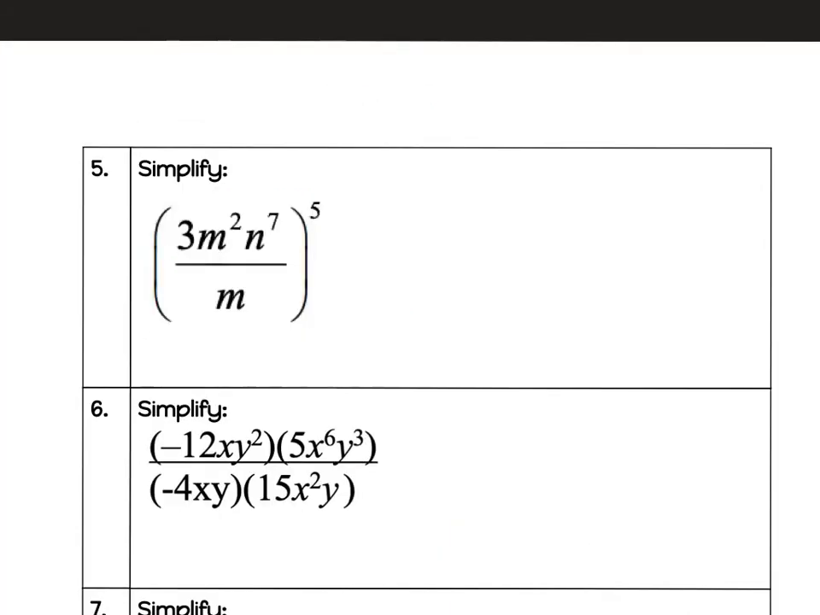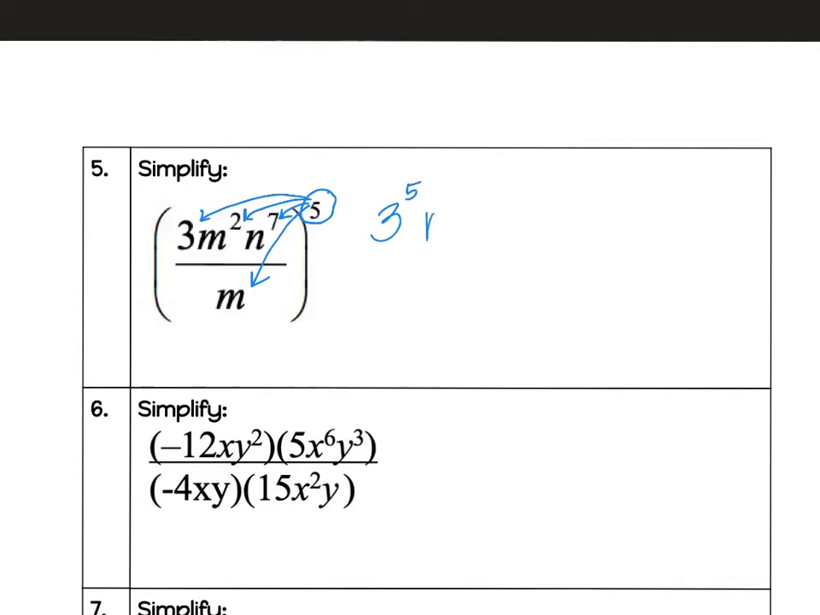Alright guys, so now we are on the second page of this review. We have a power to a power and that's the first thing that we need to do. So whenever we have a power to a power, we're going to give that to each term that is in the numerator and each term that is in the denominator as well. So when we do that, we get 3 to the 5th. We are going to multiply our exponents.